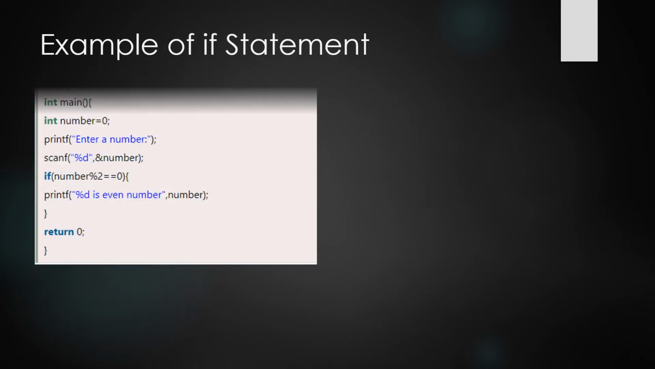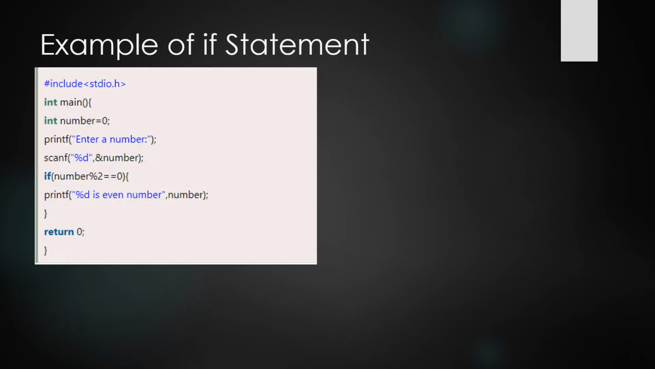The following code represents the functioning of if statement. Here we can see that if is used to set up a condition. The condition is number % 2 is equal to 0, and if the condition is true, then the code will print an even number.